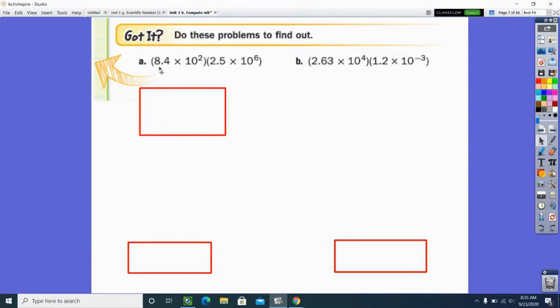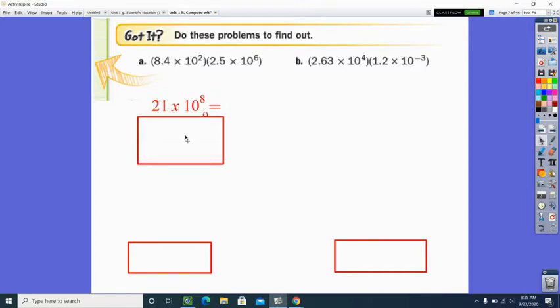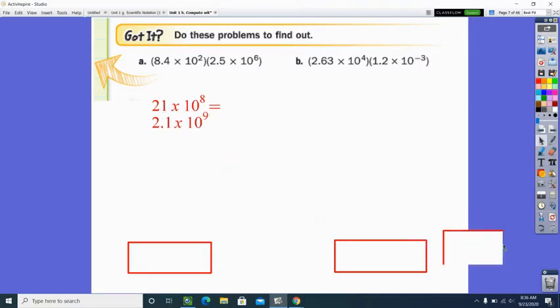Okay, so you should have taken 8.4 times 2.5, written it down, and then the common base would be 10, and add the exponents, which would give you 2 plus 6 or 8. So you would have kind of started here. Oh no, it's not in scientific notation. So I need to put that decimal in between the 2 and the 1. I need to wrap around the 1. It's getting smaller by a power of 10, and I need to compensate and put the power of 10 back in the exponent.